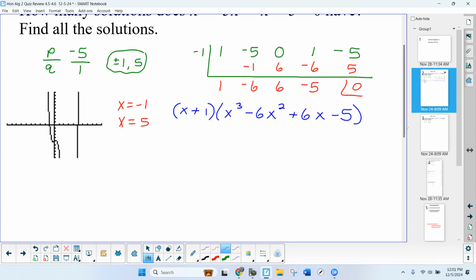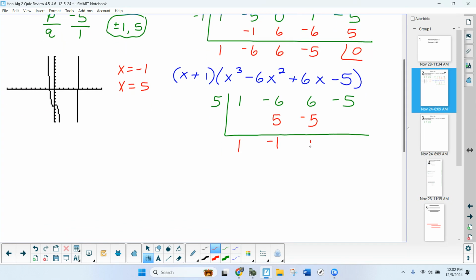Next you could use what? You tried -1, so now you do what? 5. And just so you guys know, this does happen on the quiz tomorrow where you have to do it twice. There's one on the practice quiz as well, so you guys will get another chance to do this. So bring down the 1, multiply, you get 5, add, -1, multiply, 5, add, 1, multiply, 5, add, 0. Okay, so we had the x plus 1 at the top.